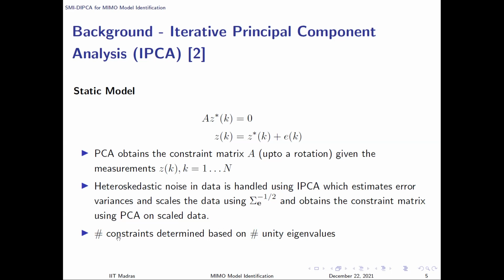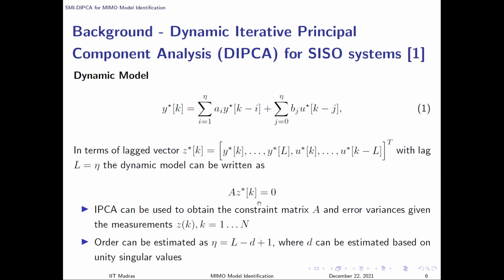So we start with a large value of D and gradually reduce it, applying a hypothesis test to check whether there are as many unity eigenvalues as the number of constraints we have guessed. When the hypothesis test says no, we keep decrementing it until the hypothesis test okays the number of constraints we have guessed. Once we have done that, we have basically stopped. We have got the number of constraints, the error variances as well as the constraint matrix. That's what IPCA does.